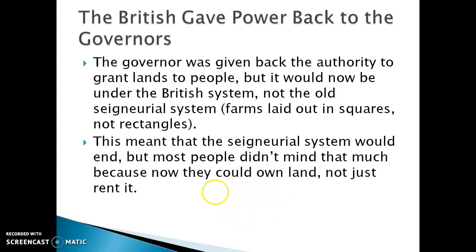Now, what did that mean? That meant that the seigneurial system, the one where you had a landowner that owned a lot of land and rented it out to people, well, that was going to end. Because now, why would you rent land if you could own it?